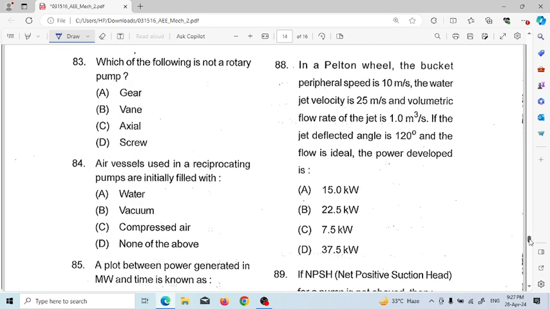Next, question number 83. Which of the following is not a rotary pump? Gear, vane, axial, and screw. So axial is not a rotary pump. Rotary pumps are gear, vane, lobe type, and screw type. So gear, vane, screw type, and lobe are rotary, and axial is not a rotary.